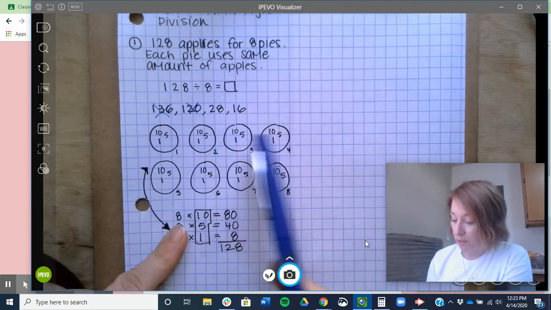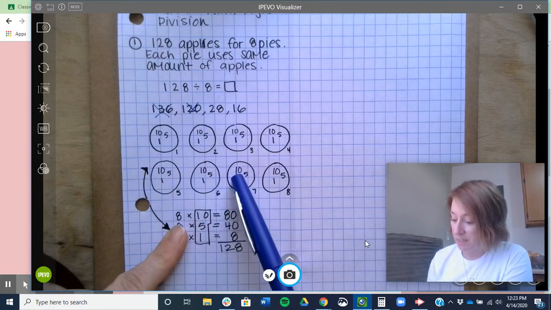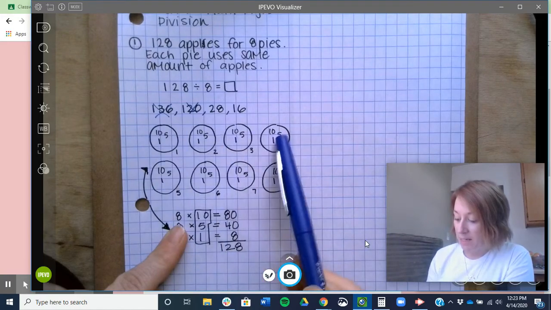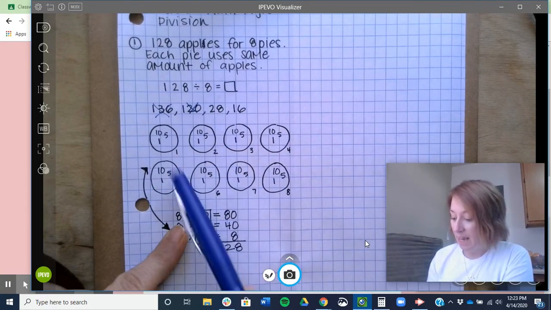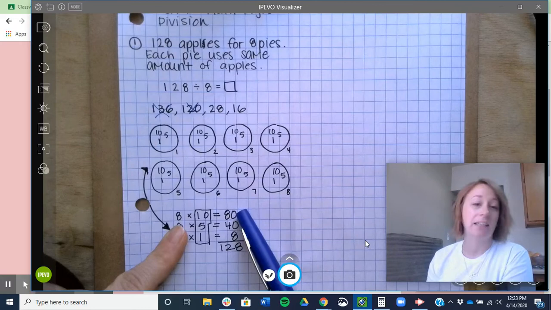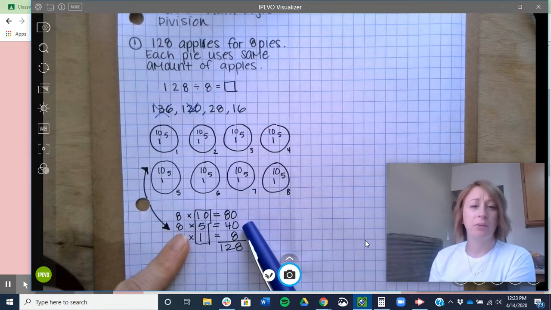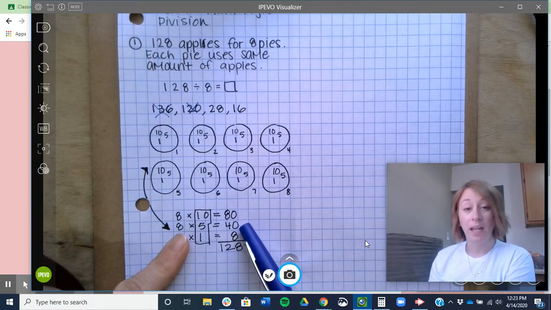10, 20, 30, 40, 50, 60, 70, 80. 8 pies, 10 apples in each pie has to give me 80 apples. I knew if I were to do it again, that would be 80 plus 80. Well, 80 plus 80 is 160 apples. That's more than the amount of apples that Pablo needed for his pie shop.